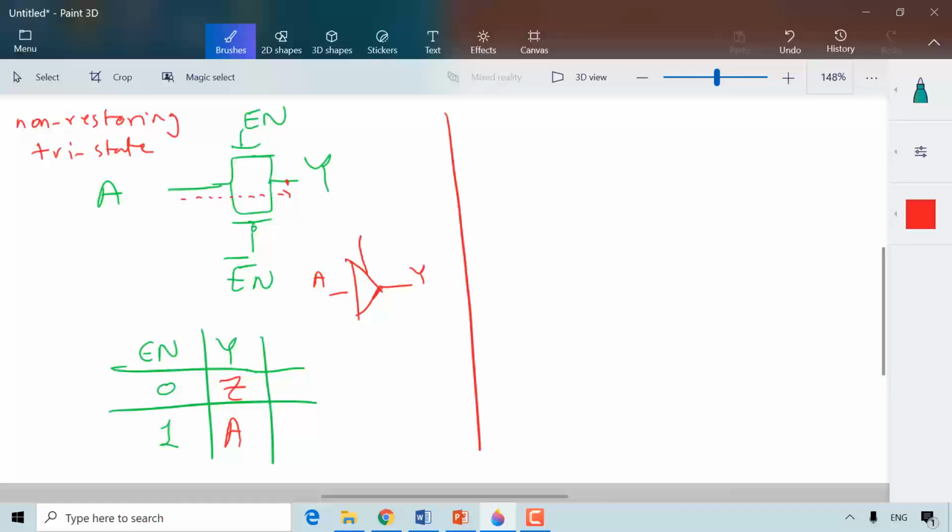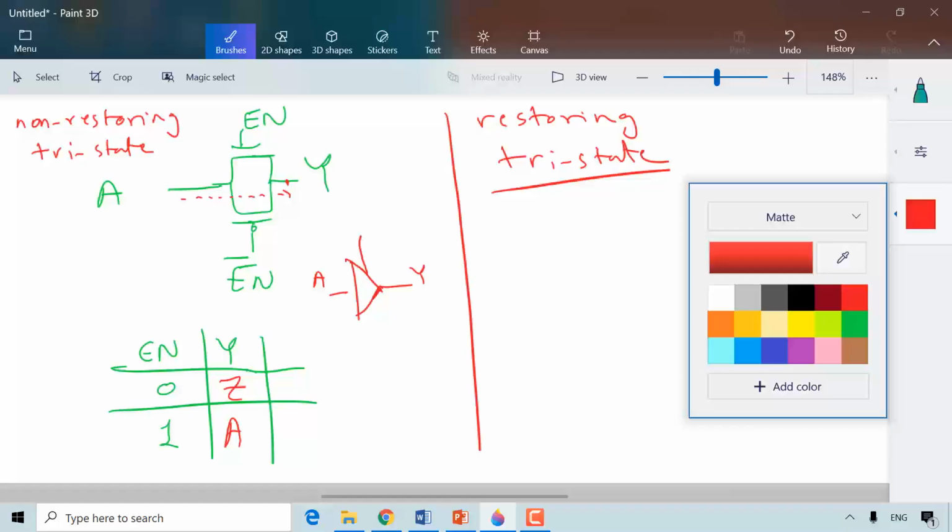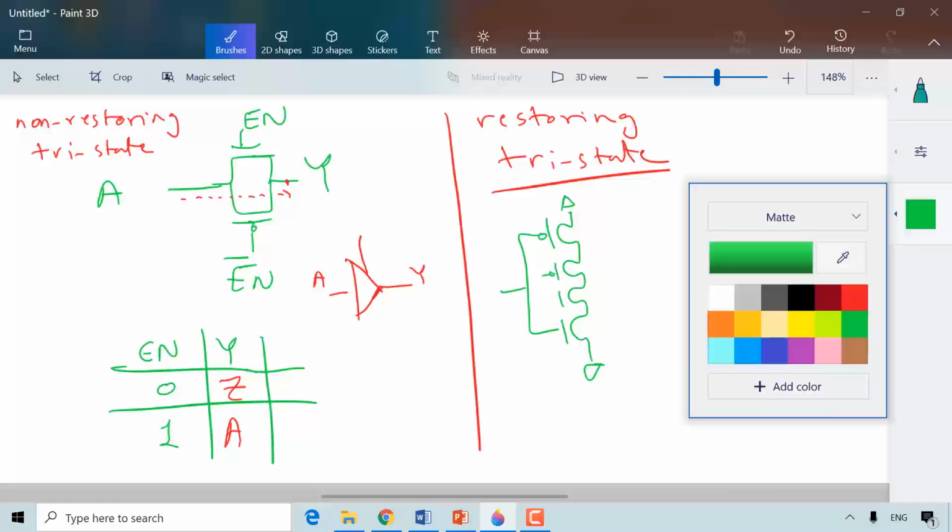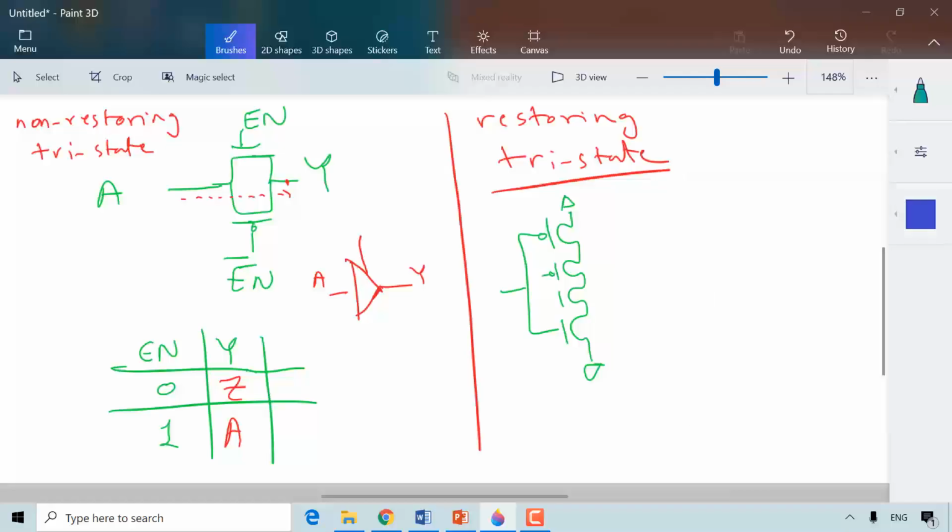Now we have the restoring tri-state, and the restoring tri-state has the following structure. This is my input A, and we have the control signals here. This is the enable bar, and this is the enable.